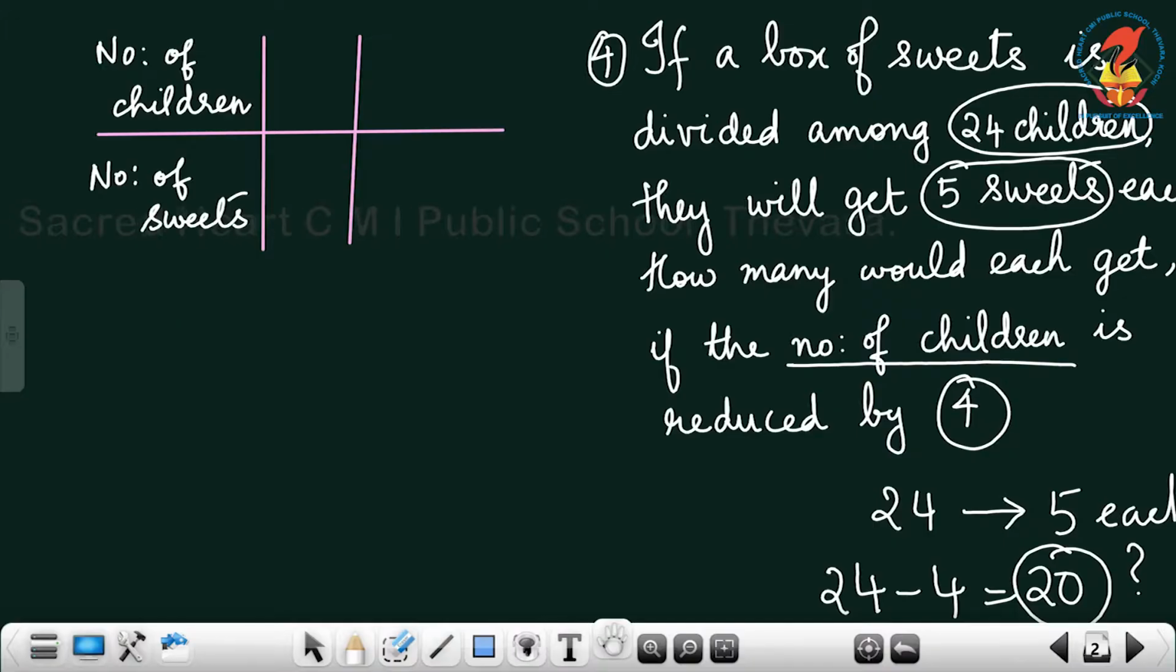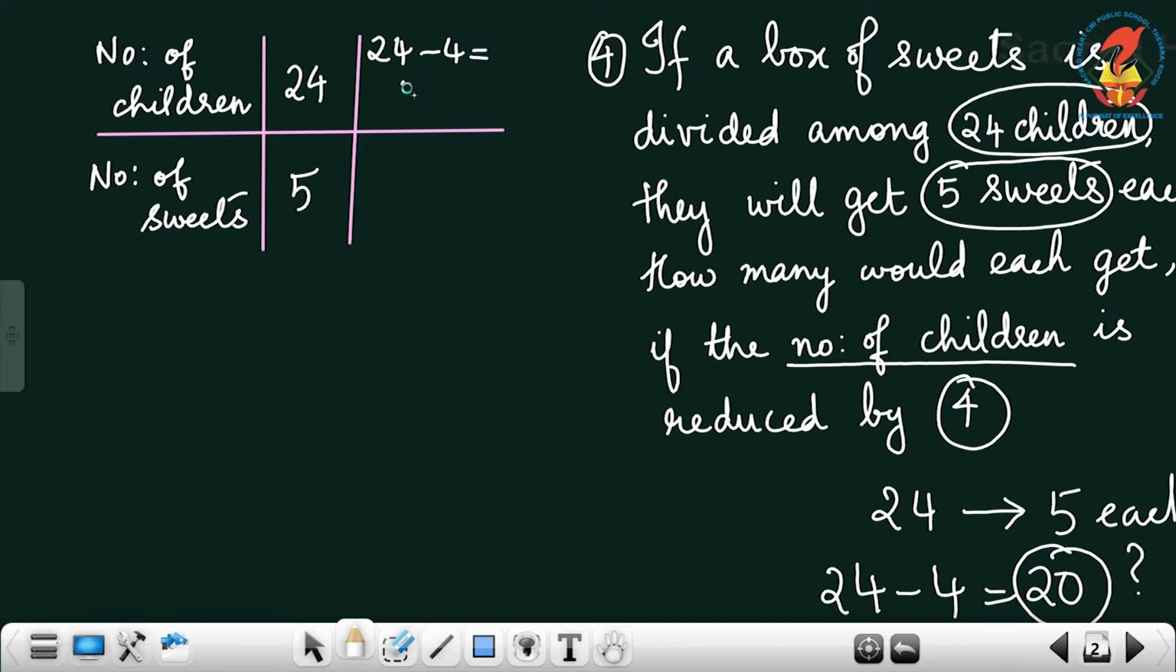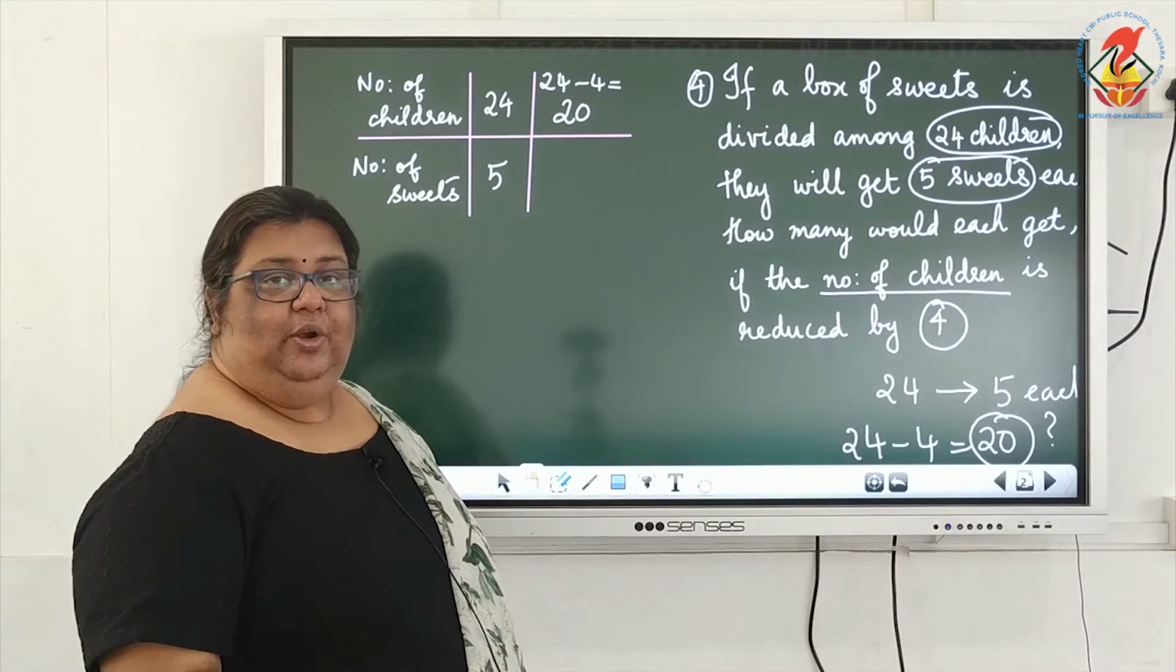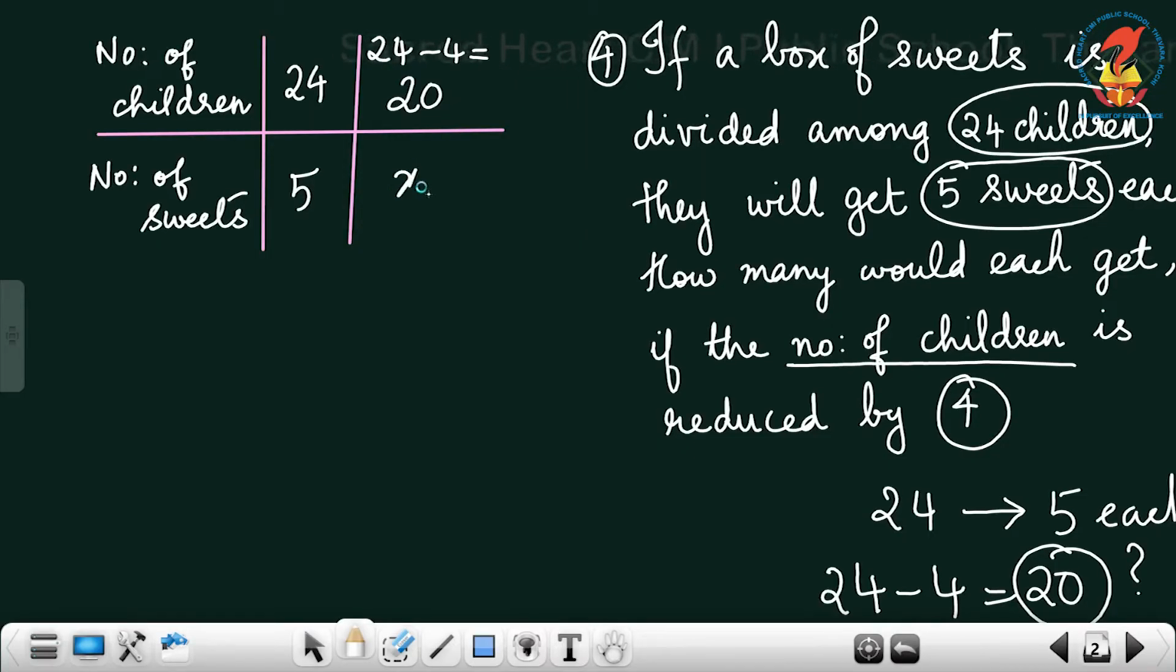Number of children. How many children are there totally? 24 children are there. Number of sweets. Each child will get 5 sweets. Now, how many would each get if the number of children is reduced by 4? 24 minus 4 equals 20. Now, there are 20 children. How many sweets will each of these 20 children get? So, that is an unknown quantity. We need to find that.